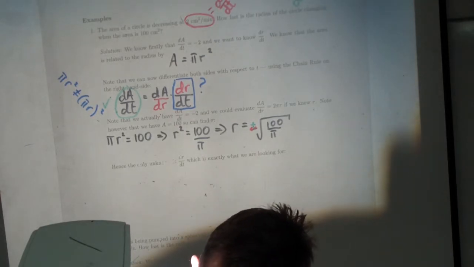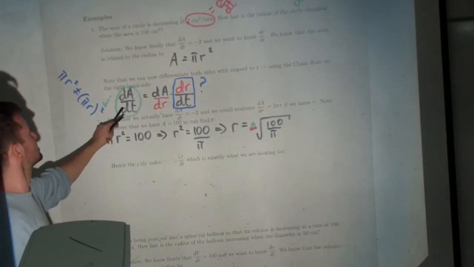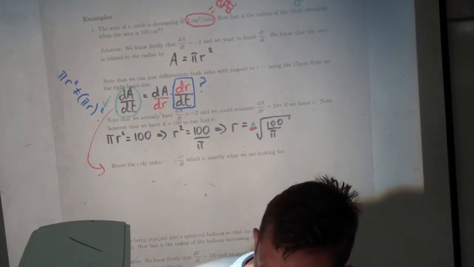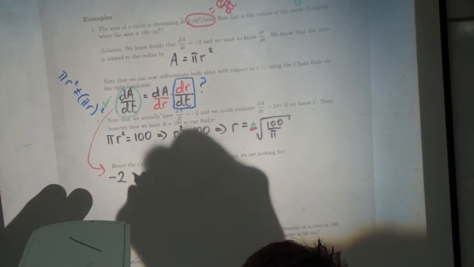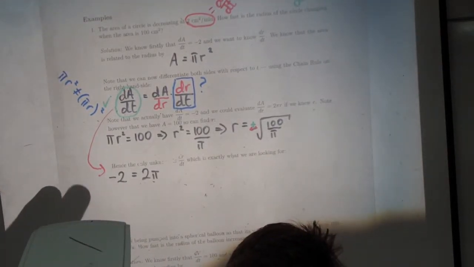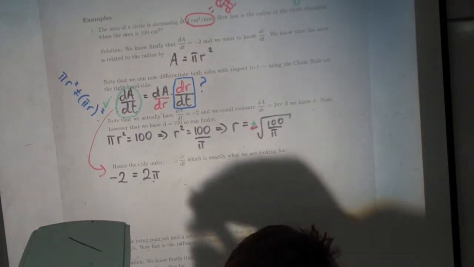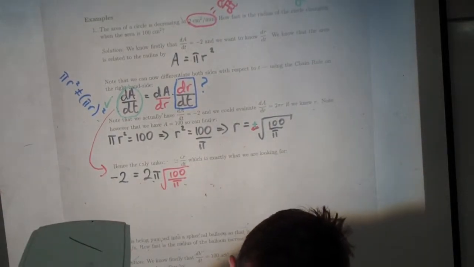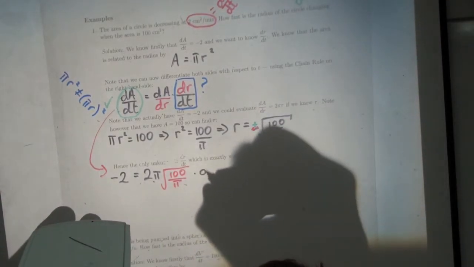Now, you could go into decimals on the calculator here. I'm going to leave it as it is. It's a perfectly good number. So, we know this. We can find out what this is. I'll just draw a little arrow. So dA/dt is minus 2 equal to dA/dr, which is 2 pi r. And what is r? Well, we just found it. Times dr/dt.